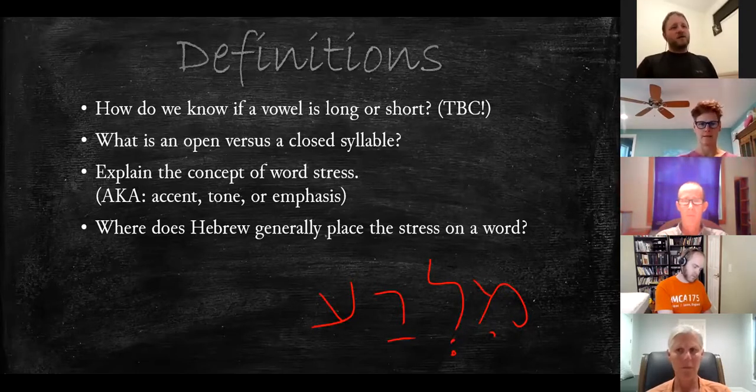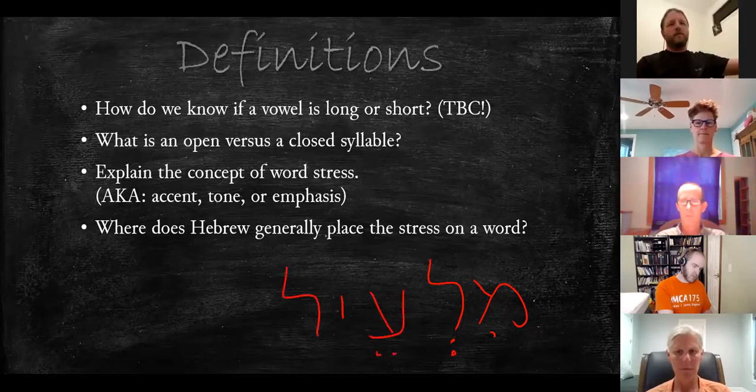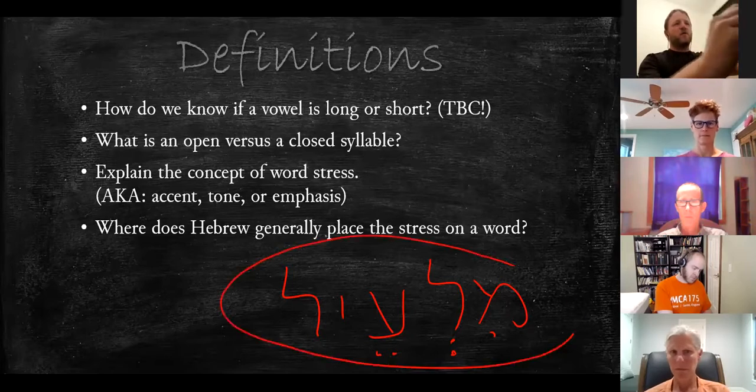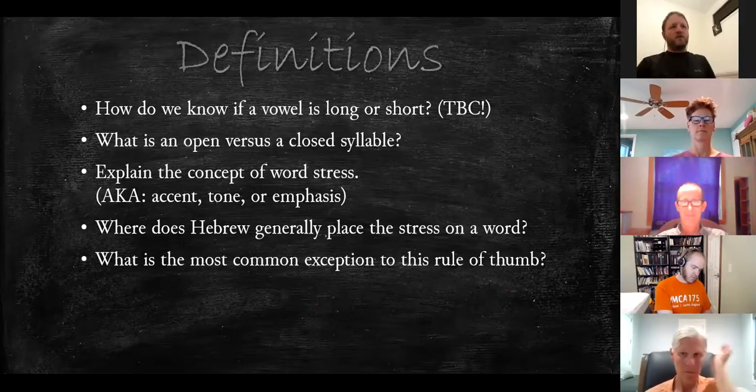If it's not accented on the last syllable, according to traditional grammar, it would be accented on the syllable before, and it's called mil-el. There's mil-el and mil-ra. For the most part, we have a set of words that are accented mil-el. And what is that most common exception for the rule?